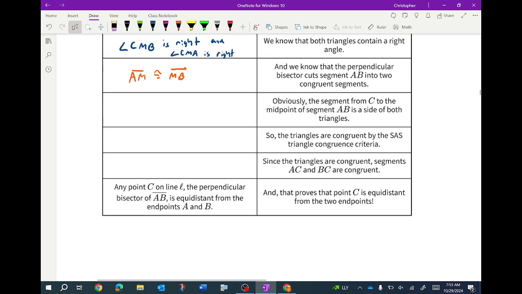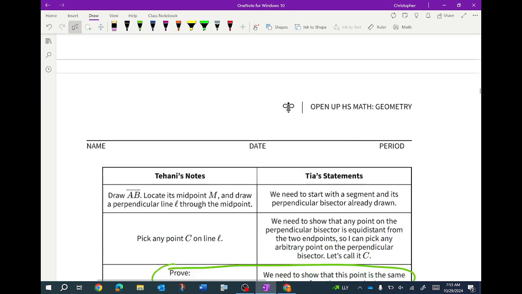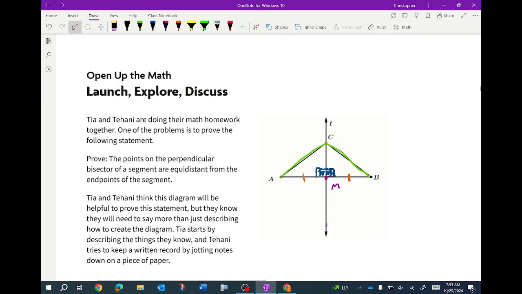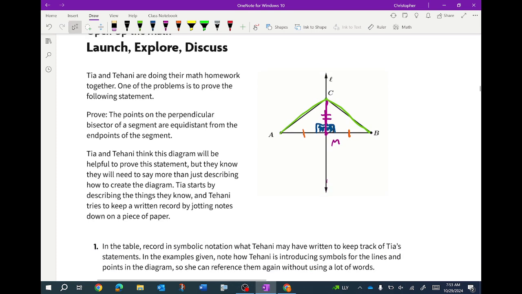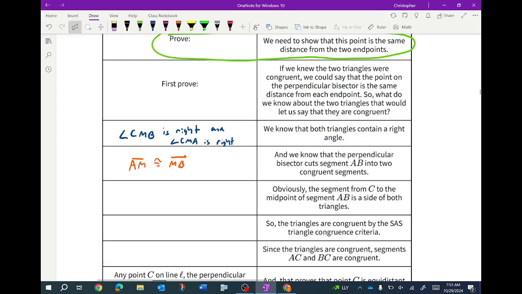Obviously, the segment from C to the midpoint of segment AB is a side on both triangles. So they're talking about a shared side. So here's our shared side. So that gives us another side. Okay, so we'll say CM congruent to CM.